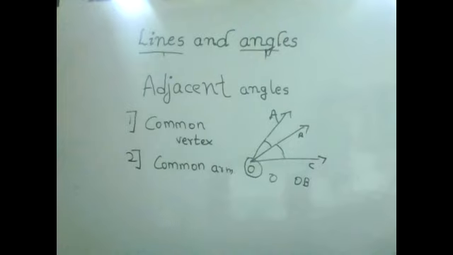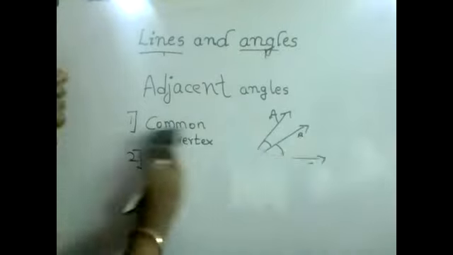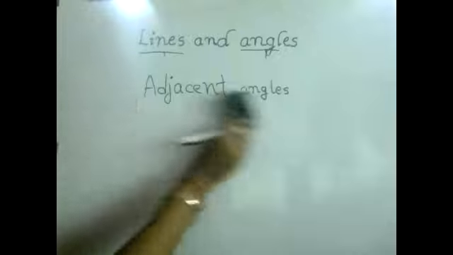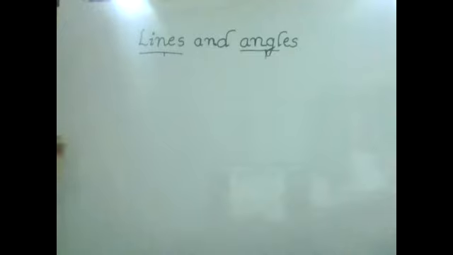If the angles have a common vertex and a common arm but share common interior points, we can't say they are adjacent angles. They should not have any common interior points. Adjacent angles being supplementary or complementary is not needed. A pair of angles is adjacent if it satisfies the three conditions: common vertex, common arm, and non-common arms on either side of the common arm. So next topic is the linear pair.